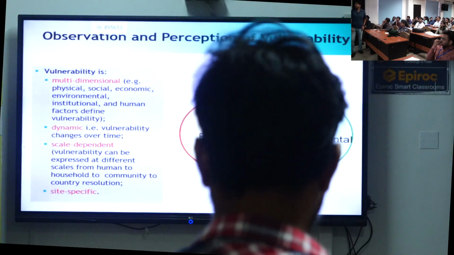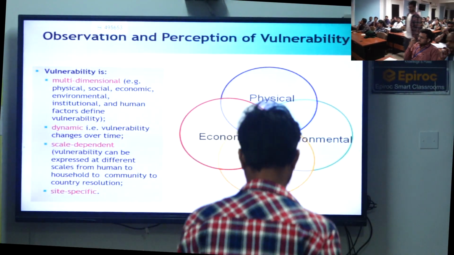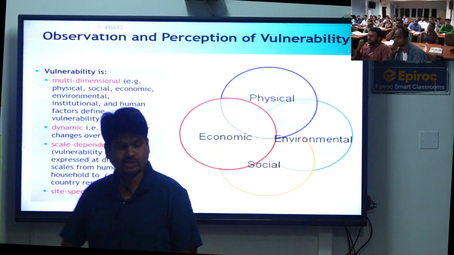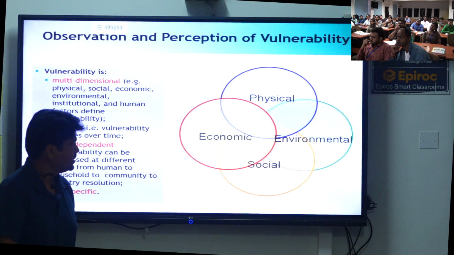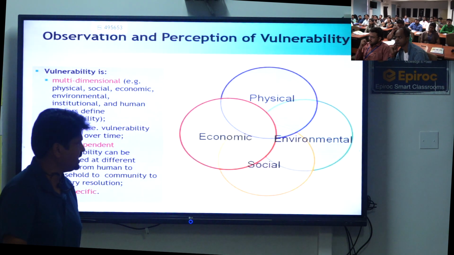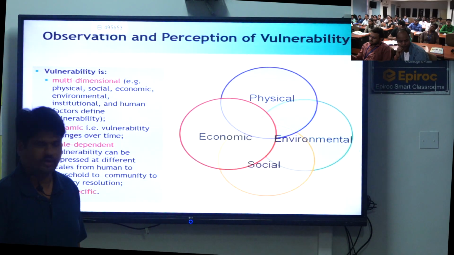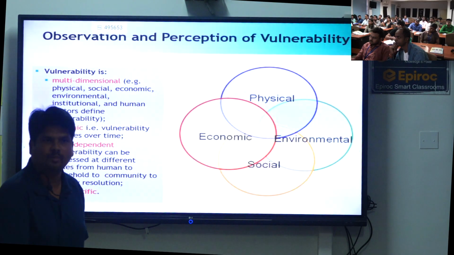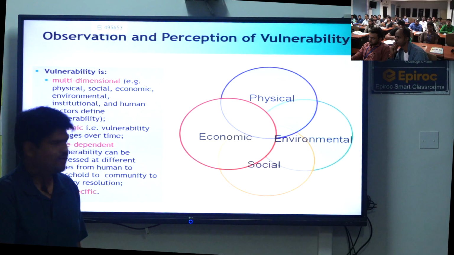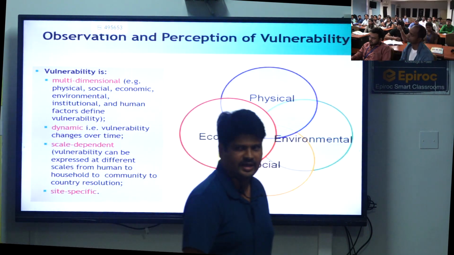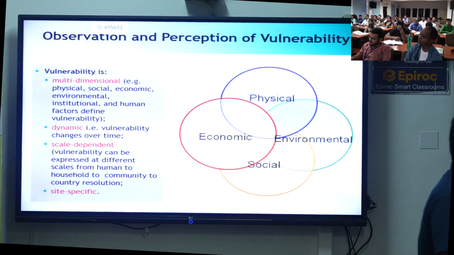Now, let's look at the entire perception of the vulnerability. I mentioned there are 4 types, right? So you have economic, physical, environmental, and social, and they are all multi-dimensional, because there are certain aspects that are common. When you are talking about economy, there is also some social stuff there as well. The social structure also depends on the economic conditions, right?